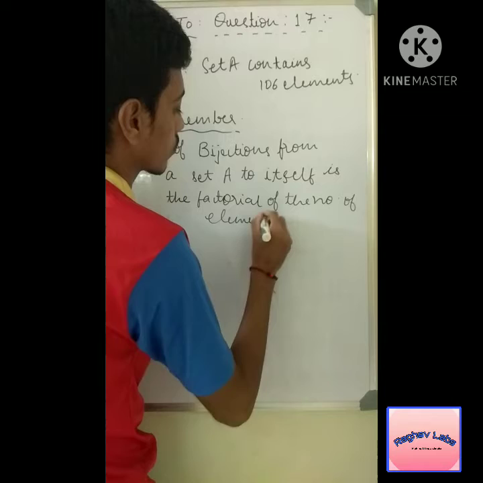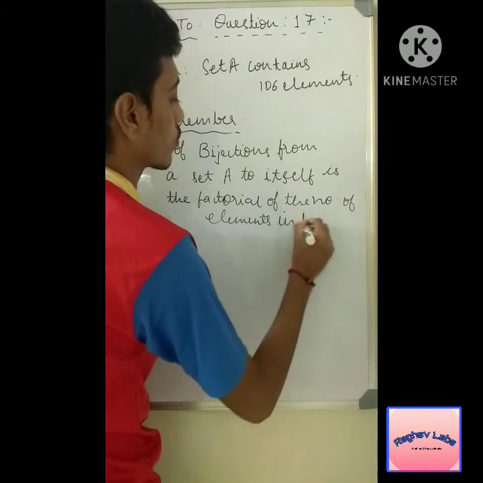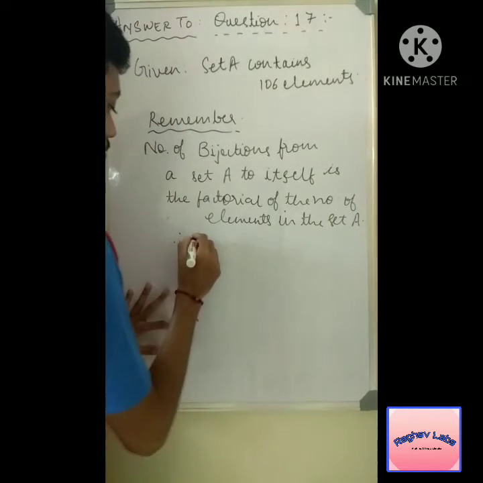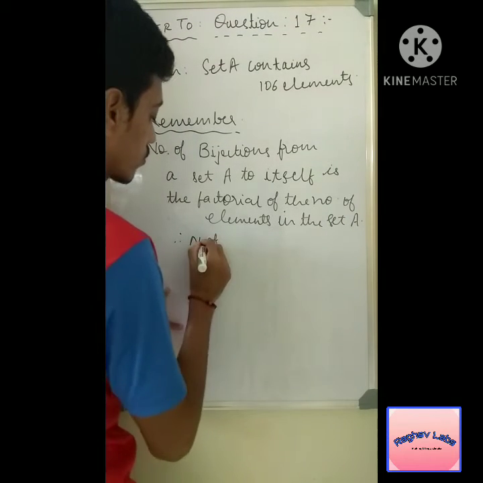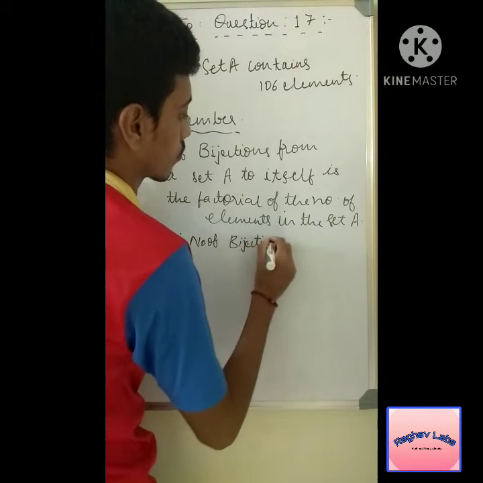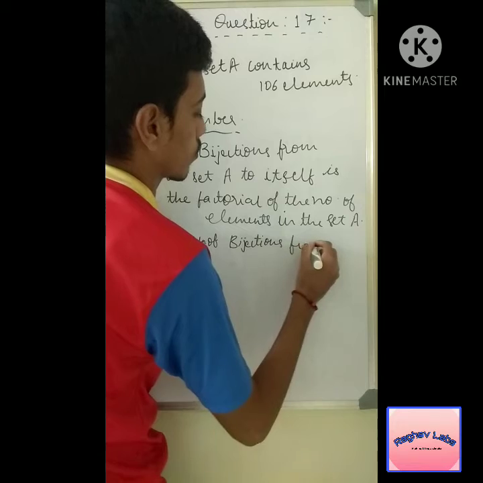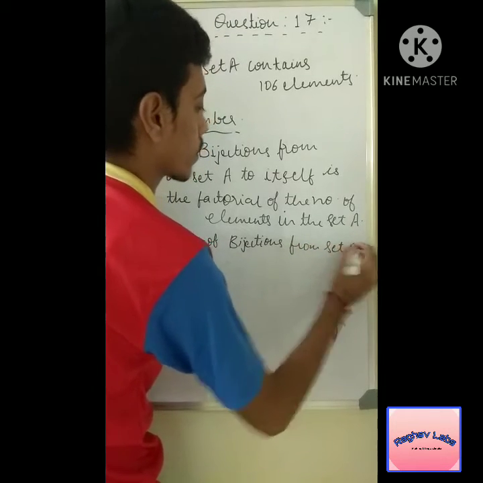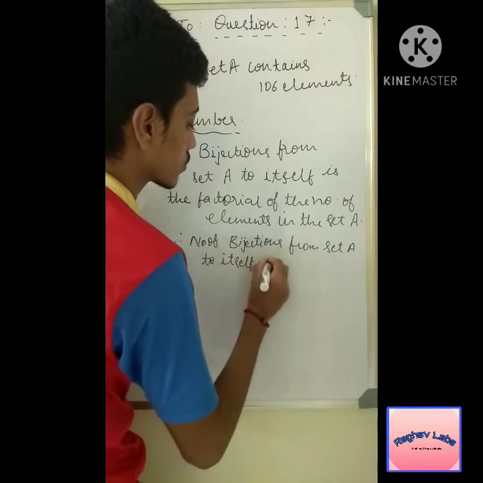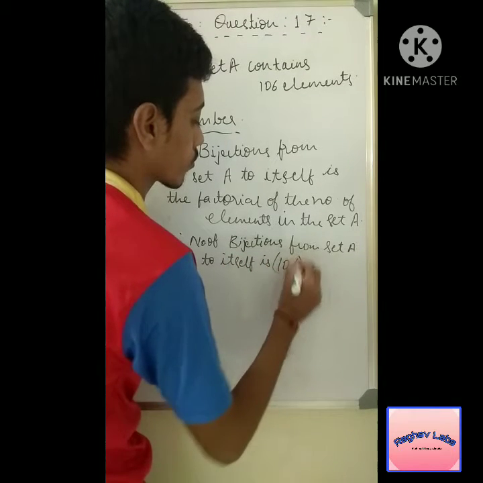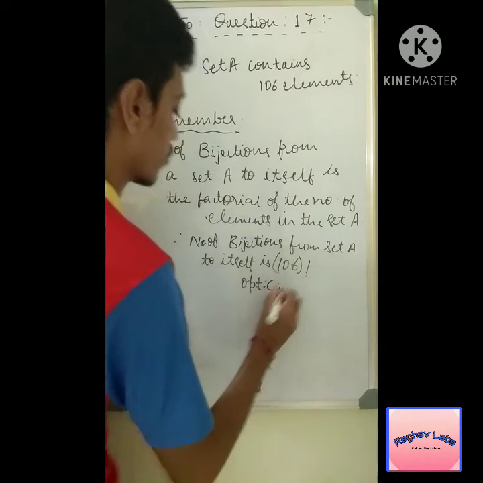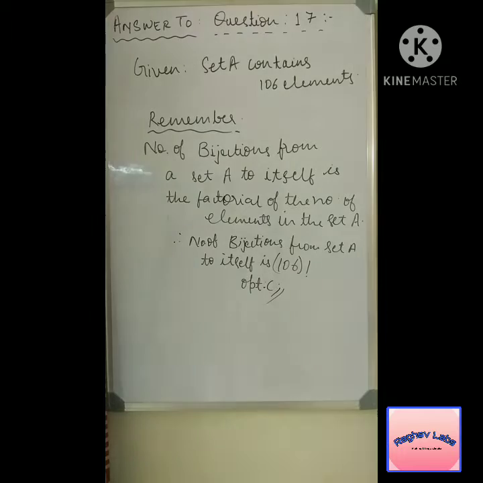So in this we are given that set A contains 106 elements. So the factorial of 106 is the answer to this. Number of bijective functions or bijections from set A to itself. I am writing all this so that you people can understand easily. So 106 factorial, option C, mark it.